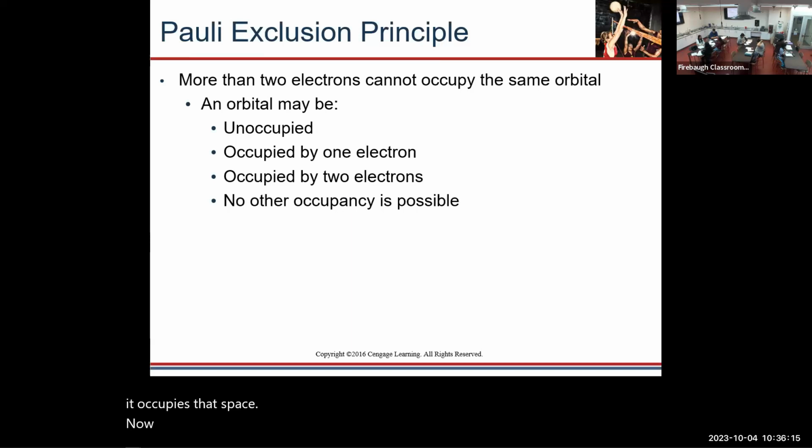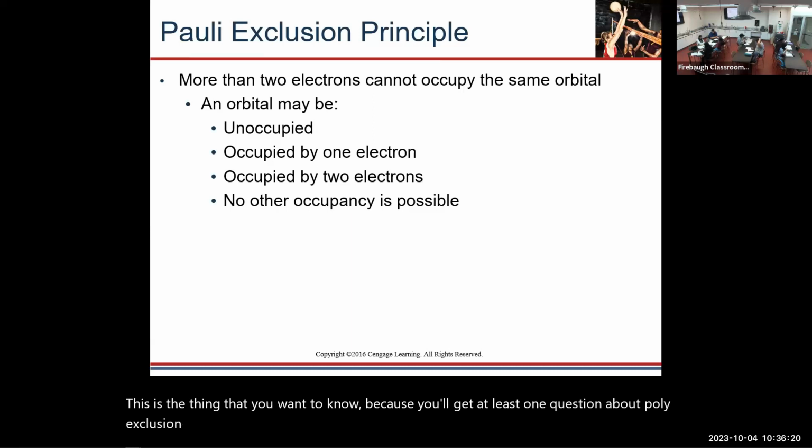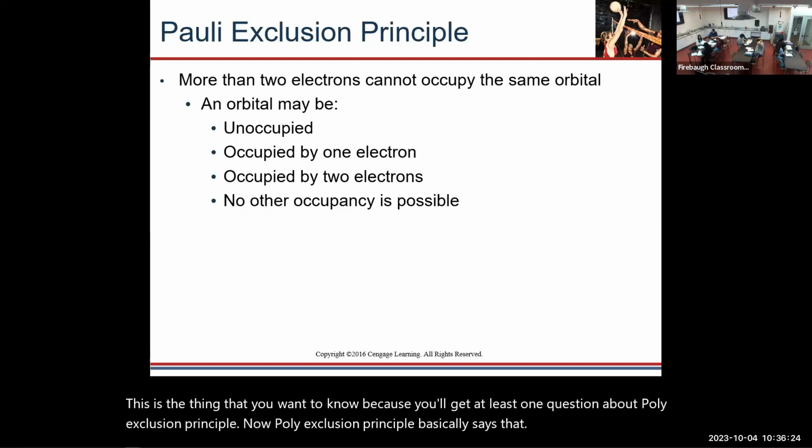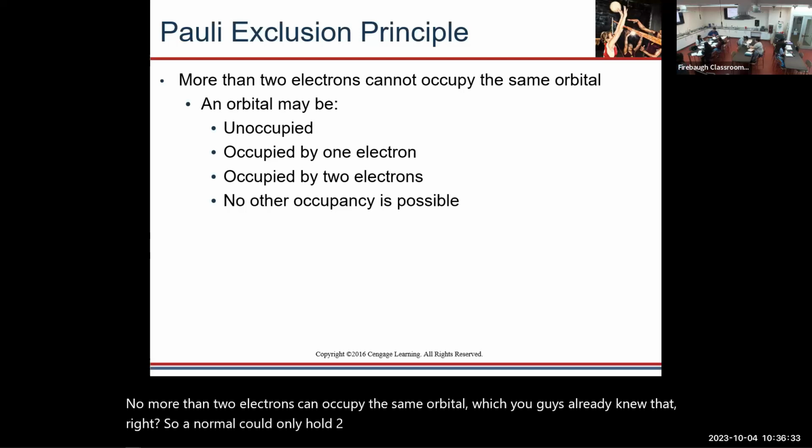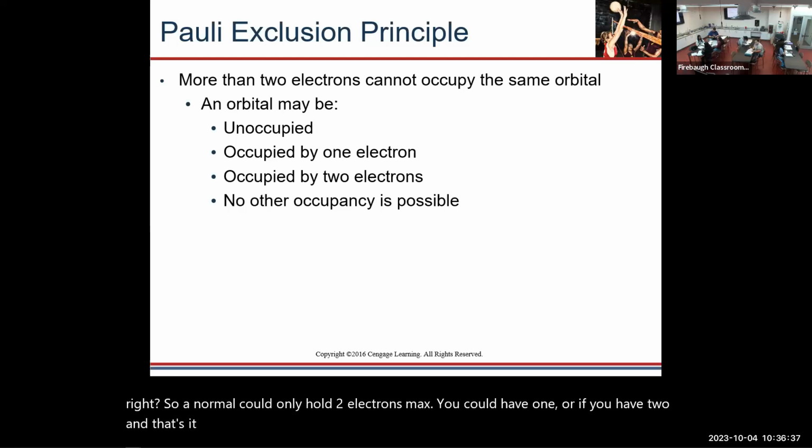Now, this is the thing that you want to know. You get at least one question about Pauli exclusion principle. Now, Pauli exclusion principle basically says that no more than 2 electrons can occupy the same orbital. But you guys already knew that, right? So an orbital can only hold 2 electrons max. You can have 1 or you can have 2. That's it. 1, 2, or none, right?